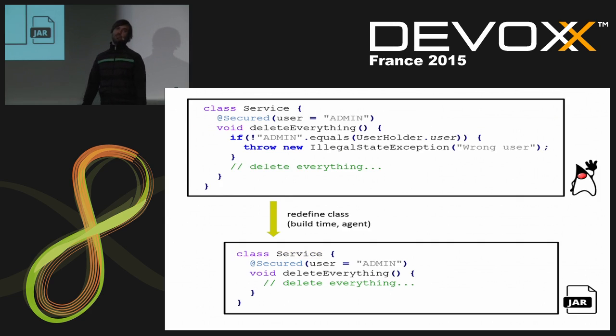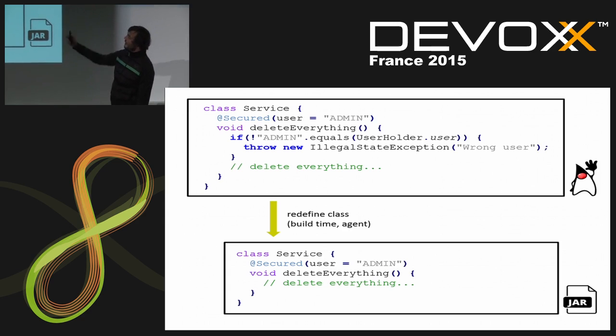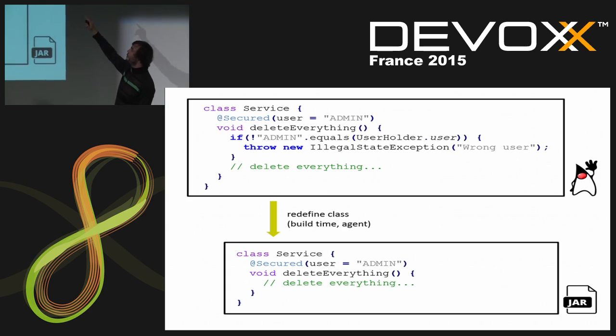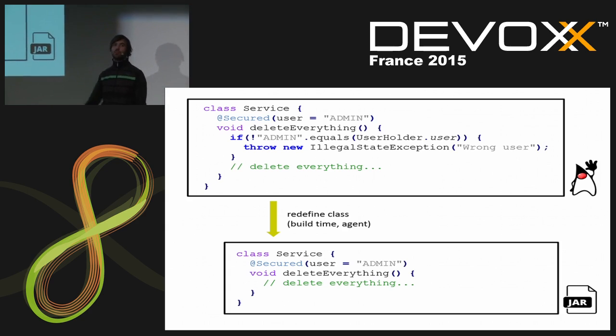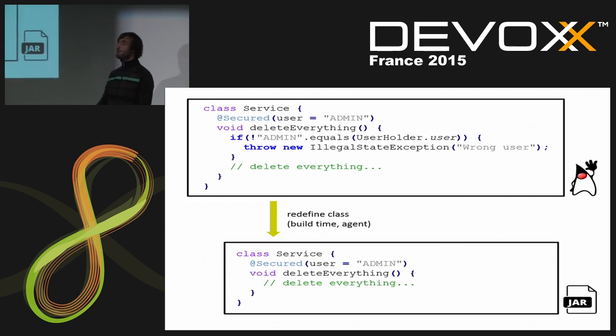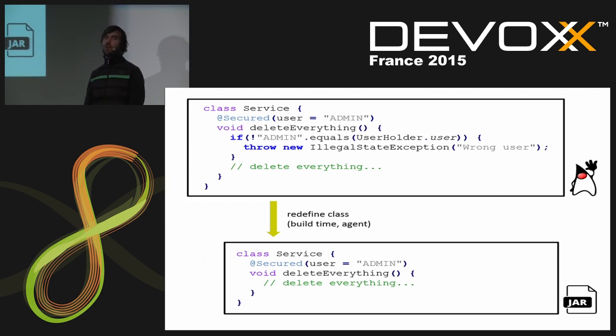How can we implement the security check? Well, the easiest and most straightforward approach would be to just add a security check inside of the method that we want to secure. Up here, we just check whether admin is equal to the user that is currently logged in by being set on the user holder. And if this is not the case, we throw an illegal state exception: the user is not the right one. As a consequence of that, we will exit the method. We will not ever execute the code that is represented here by the comment delete everything. We will not delete everything if the wrong user is logged in.